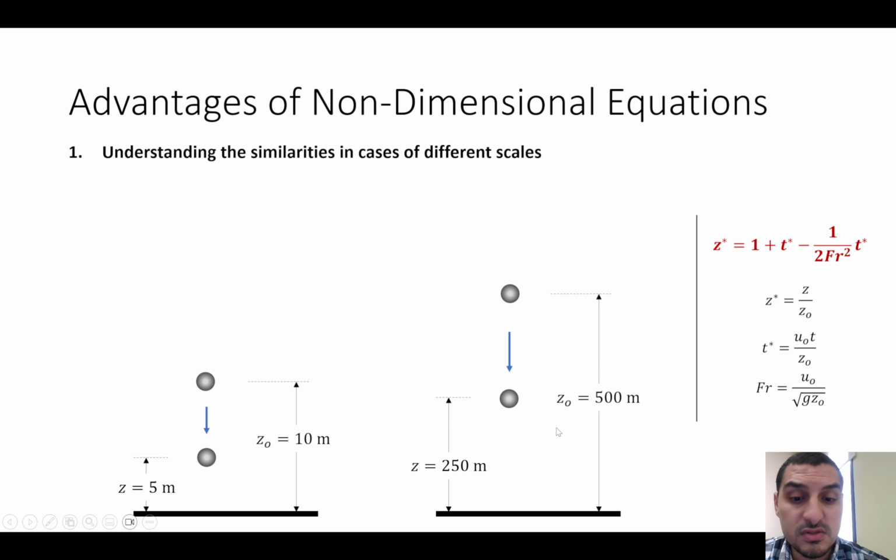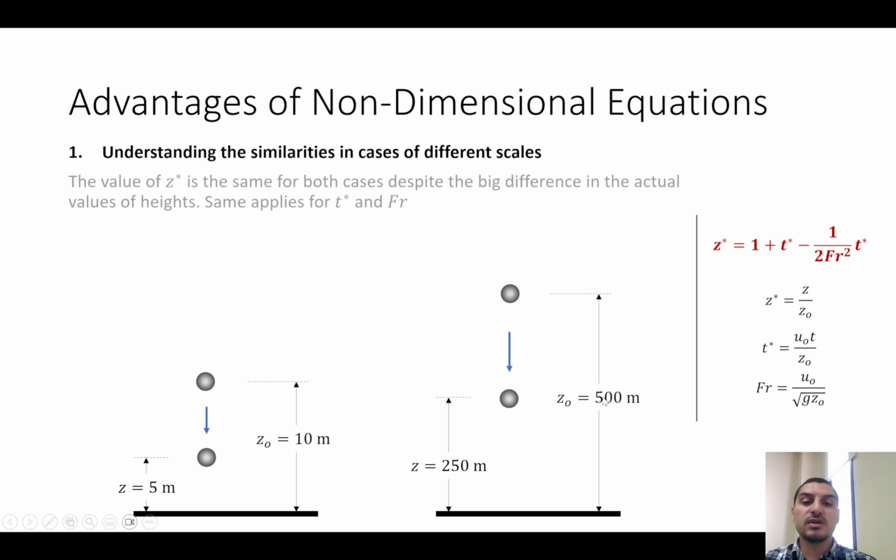So if you compare these two systems and calculate z over z node for the two systems, it's going to be exactly the same: 5 over 10 is 250 over 500. So the equation, with the substitution of these dimensionless numbers, gives you the output of the system regardless of its scale.